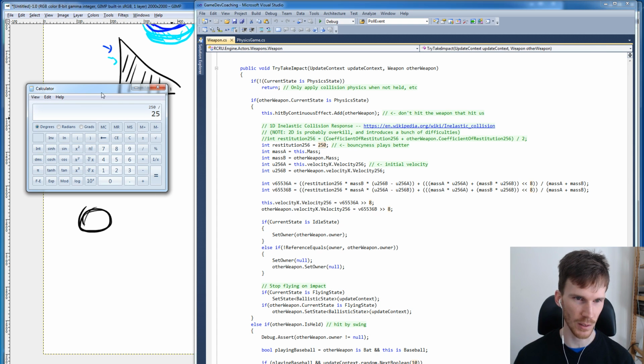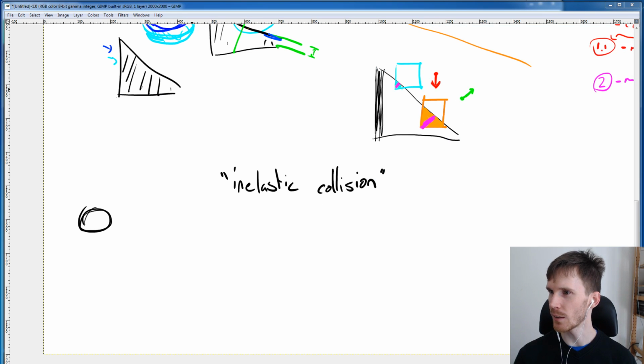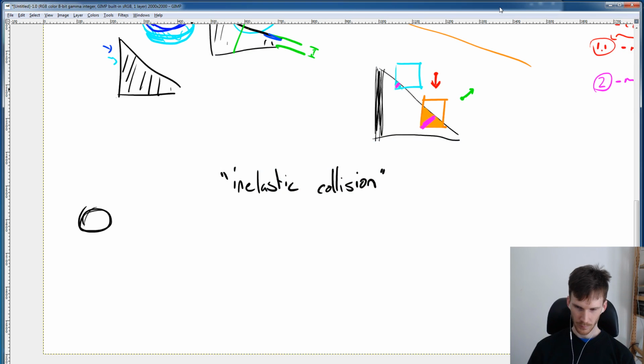That's actually 256. So divided by 256, we've got a 97% coefficient of restitution. So it's very bouncy. So just to draw out that diagram: approaching 1 is bouncy, and approaching 0 is sticky.